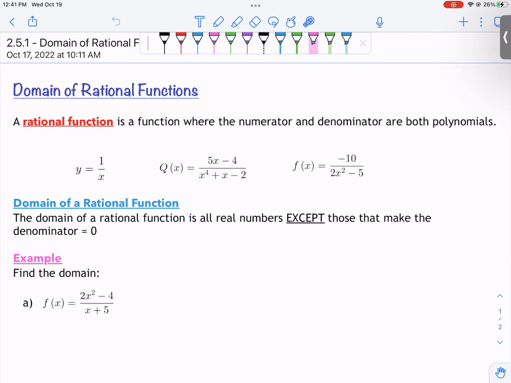Now, we've talked about graphing polynomials. We did that a few sections ago. It was a lot of fun. Y'all enjoyed it, I'm certain.